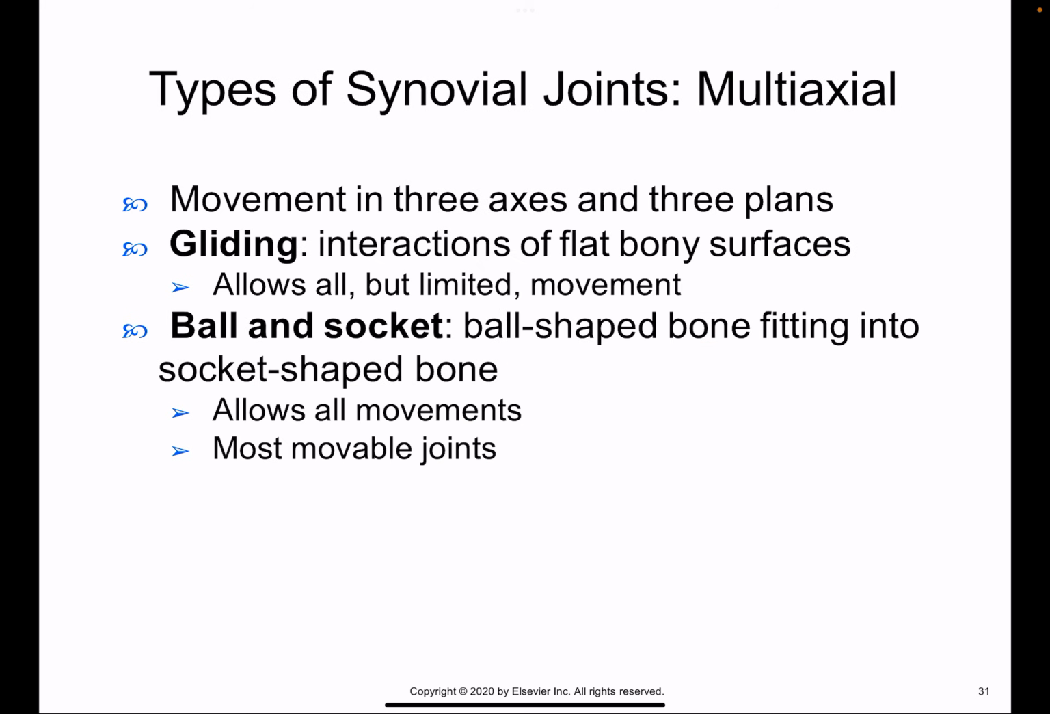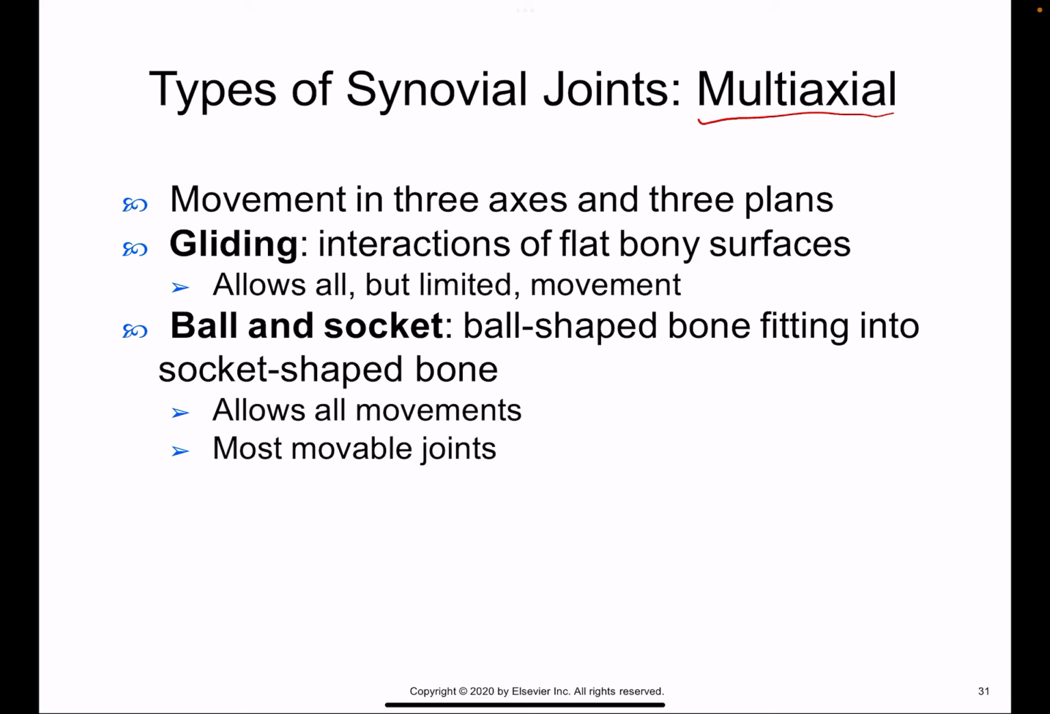Now, multi-axial, we're talking about 3 axes, 3 planes. This is way more movement, and we're thinking the gliding joint, because this is going to be interactions across flat bony surfaces, and it pretty much allows for all. It's limited, but a lot of movement can happen with a gliding joint.